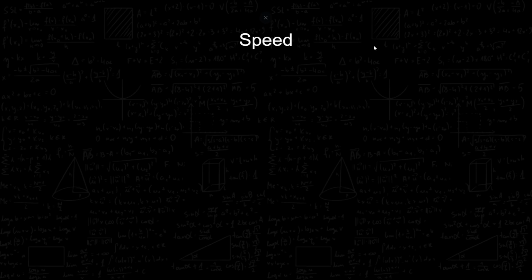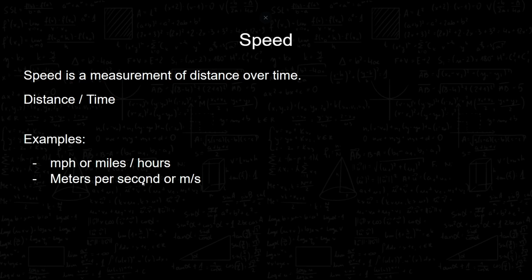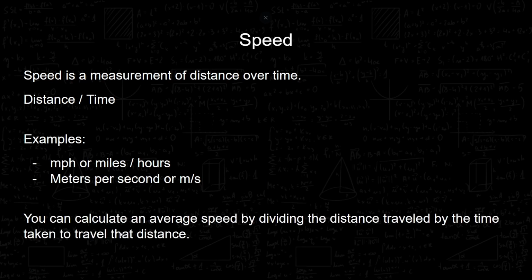All right, so speed. Speed is a measurement of distance over time. The faster my speed, the more distance I'm covering in a shorter amount of time. So distance divided by time. Examples would be miles per hour, or miles divided by hours, meters per second, meters divided by seconds. You could also calculate the average speed by dividing the distance traveled by the time taken. So this is how you calculate an average speed, not necessarily an exact speed.